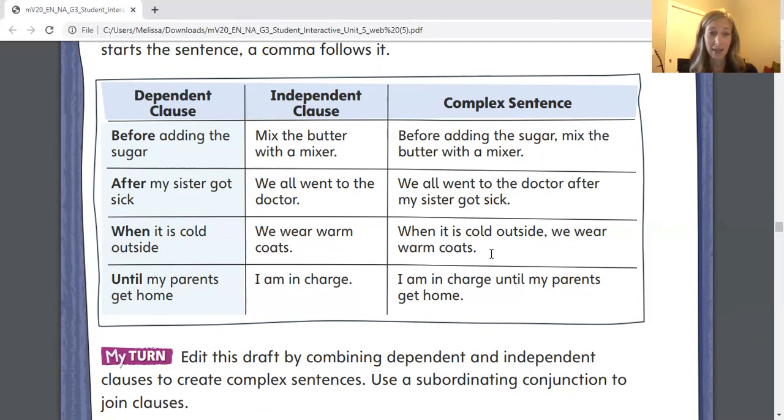All right, our last example. The dependent clause is until my parents get home, that can't stand alone. Independent clause, it can stand alone. I am in charge. So the complex sentence would be, I am in charge until my parents get home. So basically, the rule of thumb is for you to remember, if you are putting the dependent clause first, the part of your sentence that can't stand by itself, you do need a comma after it. If you are putting that dependent clause at the end of your sentence, you do not need a comma after it.